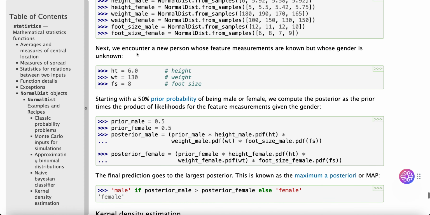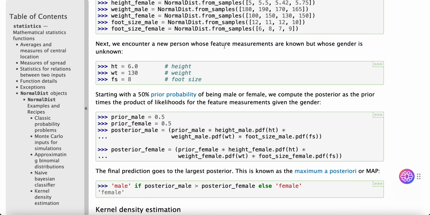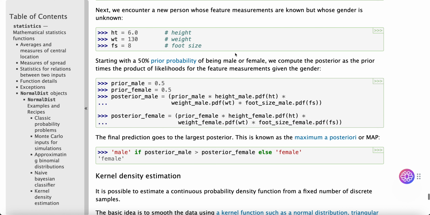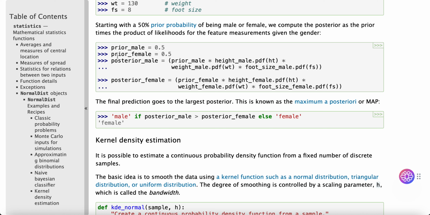Next, we encounter a new person whose feature measurements are known but whose gender is unknown. Height 6.0, weight 130, foot size 8. Starting with a 50% prior probability of being male or female, we compute the posterior as the prior times the product of likelihood for the feature measurements given the gender. Prior male 0.5, prior female 0.5, posterior male equals prior male times height male pdf of height times weight male pdf of weight times foot size male pdf of foot size.